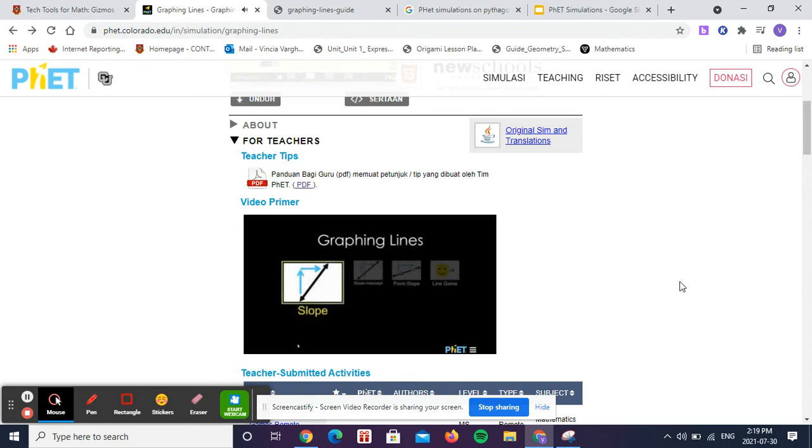The graphing line simulation allows students to investigate relationships between linear equations, graphs of lines, and slope. On the first three screens, students interact with equations or line graphs to investigate slope, the slope-intercept equation, or the point-slope equation. On the fourth screen, students play a game to test their understanding of slope, linear equations, and line graphs. Let's take a look at the slope screen to start.